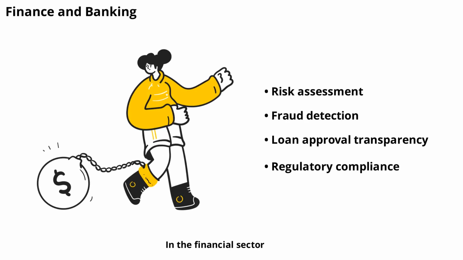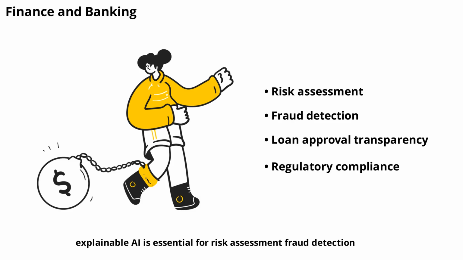In the financial sector, explainable AI is essential for risk assessment, fraud detection, and loan approvals. Financial institutions must be able to explain to customers and regulators why certain decisions were made. For example, if a loan application is denied, explainable AI can provide specific reasons, such as insufficient credit history or high debt-to-income ratio. This clarity helps build trust and ensures compliance with industry regulations.